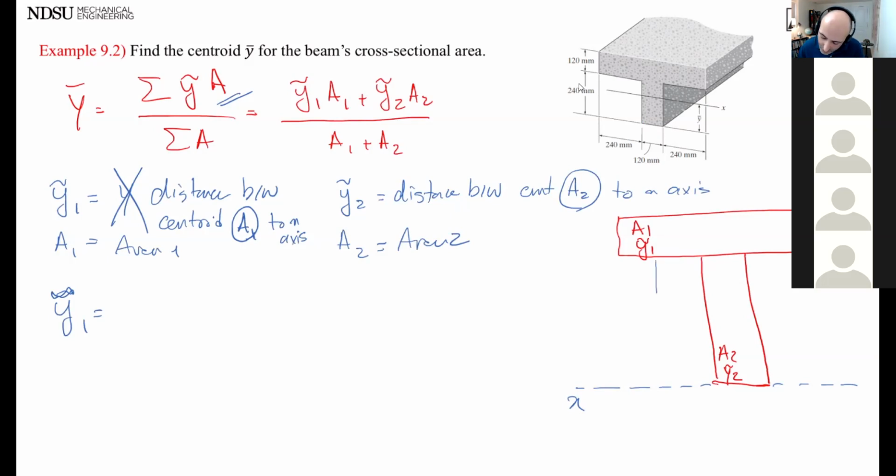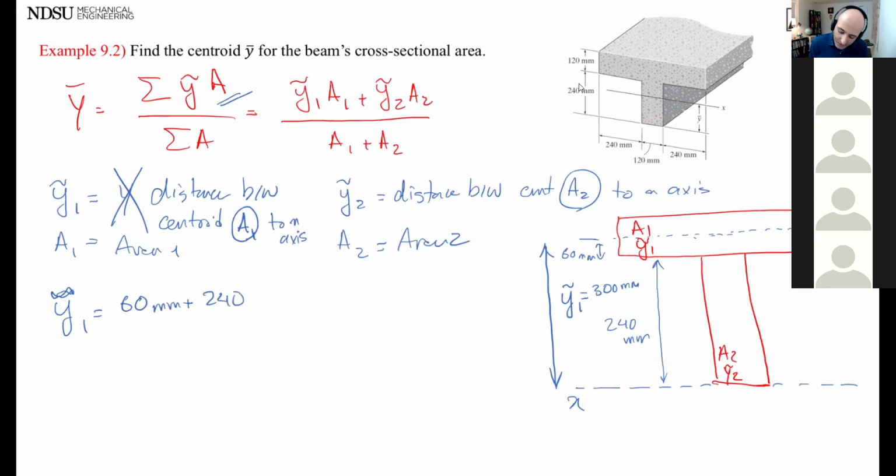So let me see. I have 240 here. Okay, and I need the centroid of area 1 to x-axis. The centroid of a rectangle is located in the center of it, right? So it's right there. And this little guy is going to be 60 millimeters. So y tilde 1 is 300 mm. So it's 60 plus 240, 300 mm. Okay.